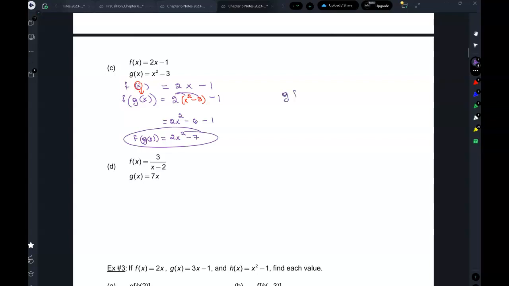Okay, next I want g of f of x. So let's write g of x up here. So look, x becomes f of x. So this is x. So only that gets switched with 2x minus 1. And everything else just continues as is.